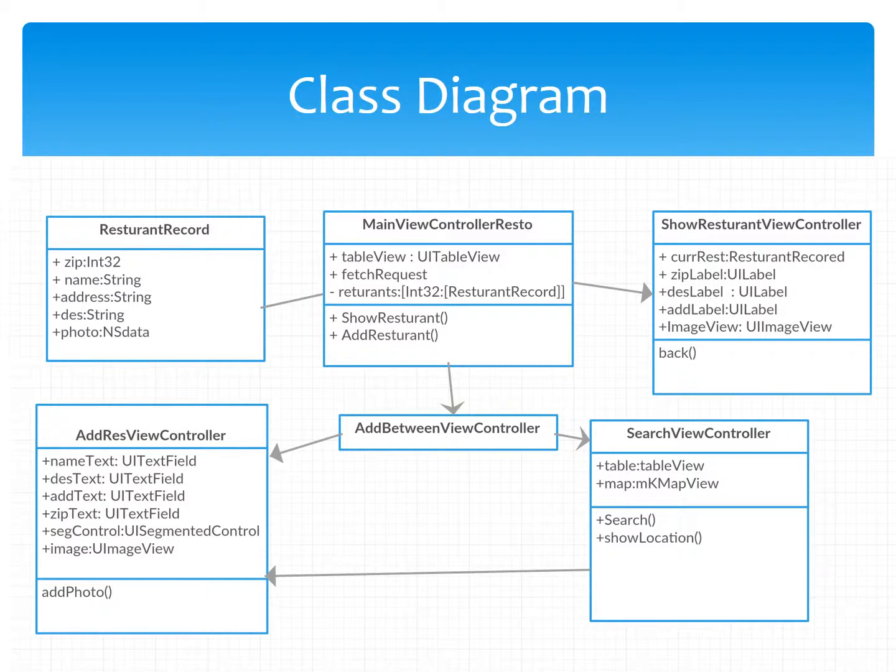The other controller that you can get from the add between view controller is the search. So if you're not manually adding, you're searching. For the searching option, you have a table view and a map. The table view and the map are both for showing you the results. You can see the results on the map and you can see them on the table. So that's why we have two functions: search, that searches for all the restaurants around a zip code, and show location, which just shows the map and the area of the map that you're supposed to see and search in.